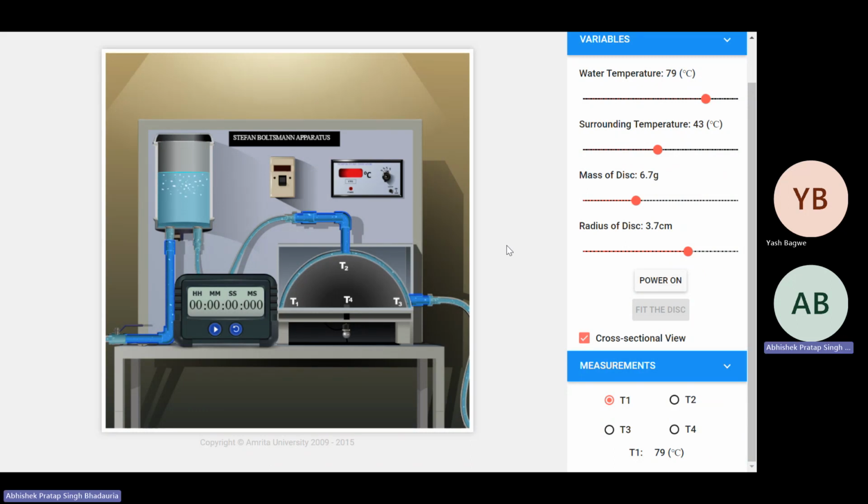Now click on power on. We have achieved the steady state. T1 is equal to 79 degrees Celsius, the water temperature. T2 is also 79, T3 is also 79, equal to the temperature of the water. Now we will click on fit the disk. Temperature change takes place, so we have to record the temperature change for every 20 seconds till we achieve the steady state.